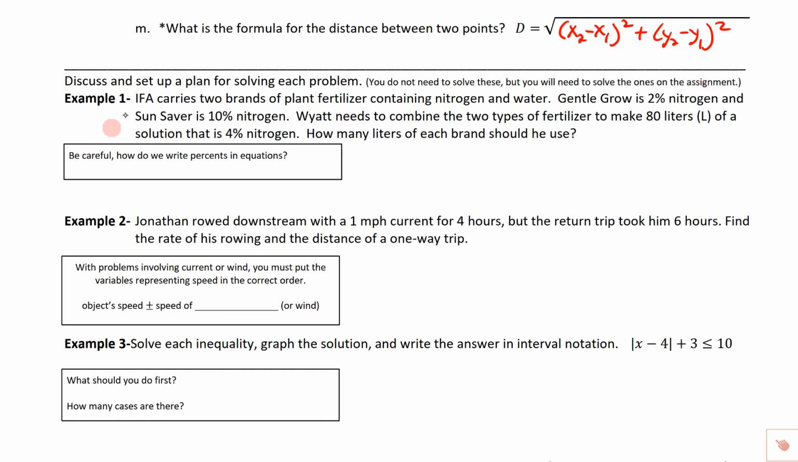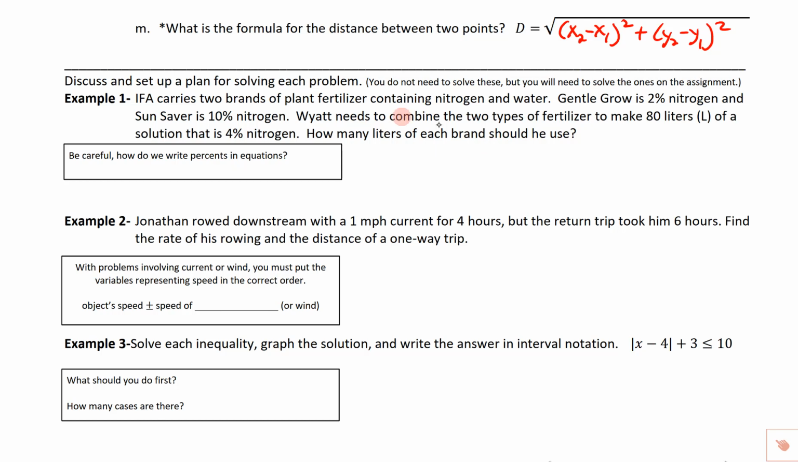So on example number 1, it says IFA carries 2 brands of plant fertilizer containing nitrogen and water. Gentle Grow is 2% nitrogen and Sun Saver is 10% nitrogen. Why it needs to combine 2 types of fertilizer to make 80 liters of a solution that's 4% nitrogen. How many liters of each brand should he use?